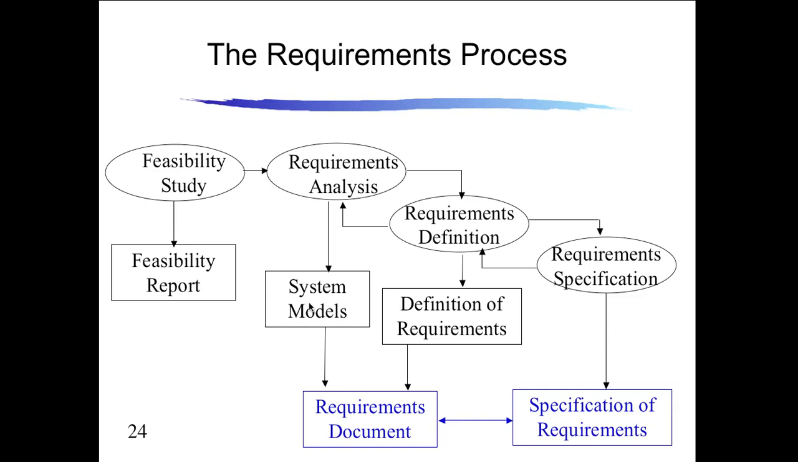System models help you. After you've done the system modeling, you're really coming out with the first version of the requirements document, which is what you're supposed to be doing. But you don't have to put together system models or prototypes or anything like that in the beginning.